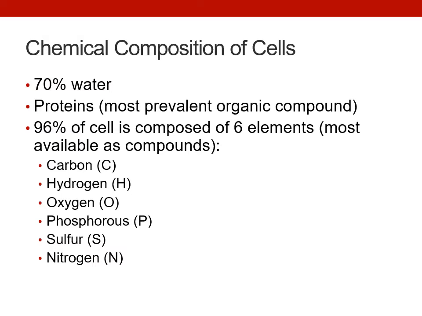Recall from previous lectures that cells are about 70% water. The majority of a cell is composed of proteins. Proteins are the most prevalent organic compound above carbohydrates, nucleic acids, and lipids. Also recall that 96% of a cell is mainly composed of 6 elements: carbon, hydrogen, oxygen, phosphorus, sulfur, and nitrogen. So cells must be provided with nutrients that contain these and other elements that occur in the cell in smaller amounts.